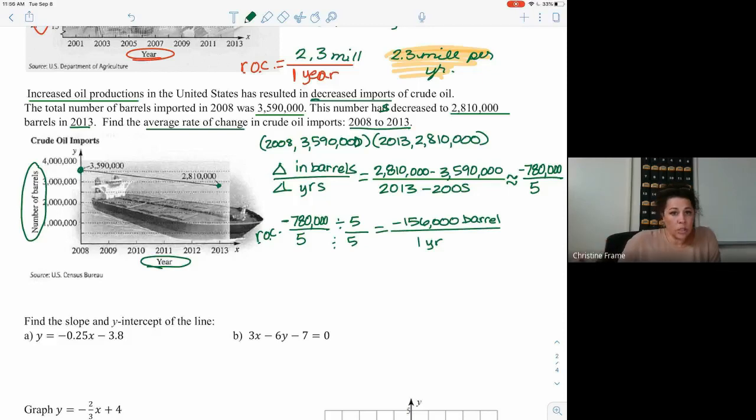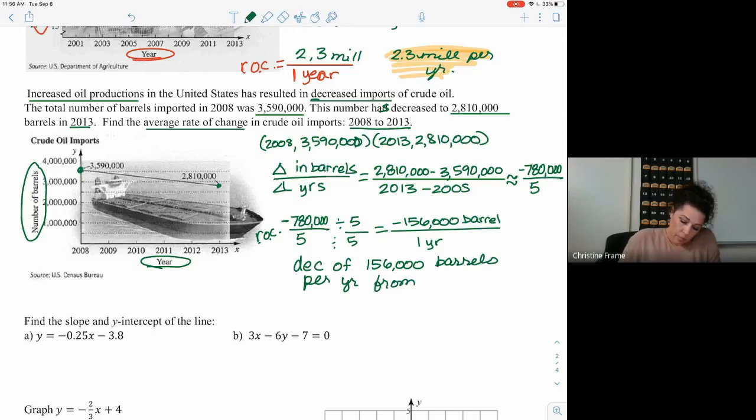So the answer to the question, find the average rate of change. So the decrease of 156,000 barrels per year from 2008 to 2013.